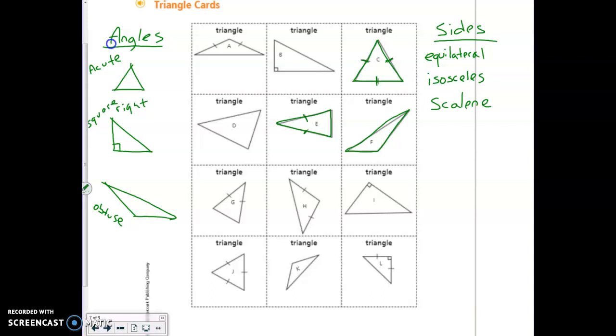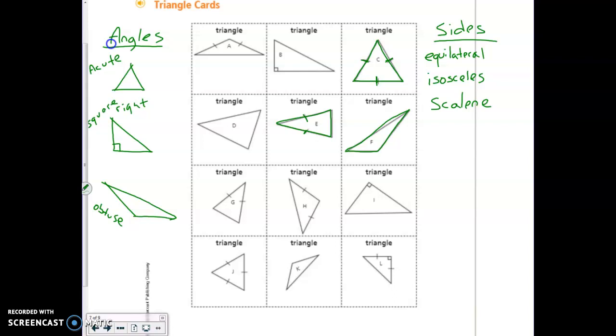Now, oftentimes, and in most cases, guys, we want to be as specific as possible when naming those triangles, so we will use both categories to actually name a triangle. So as we look at the triangles on this page, and there are 12 of them, we're not going to do all 12 of them, but each of them is going to have a two-word name, or three if you include the word triangle behind it.